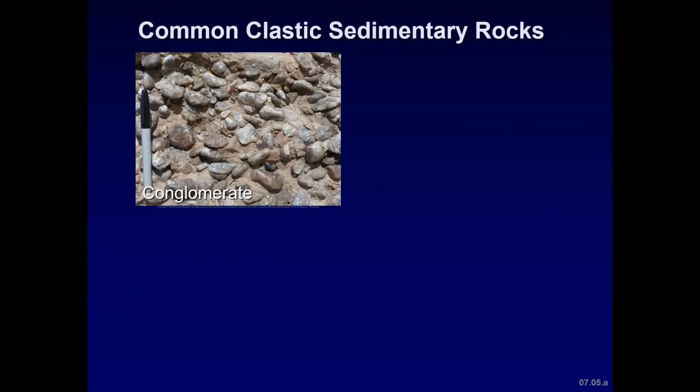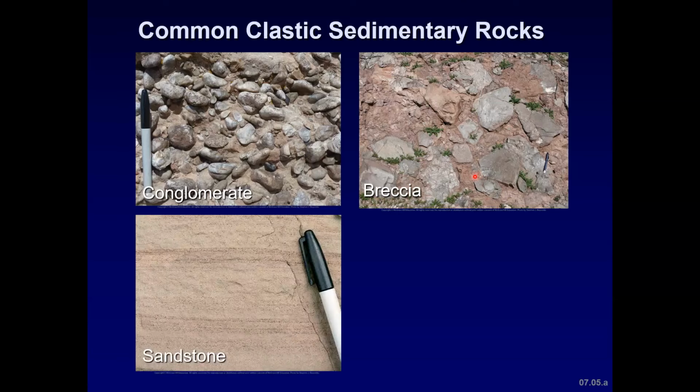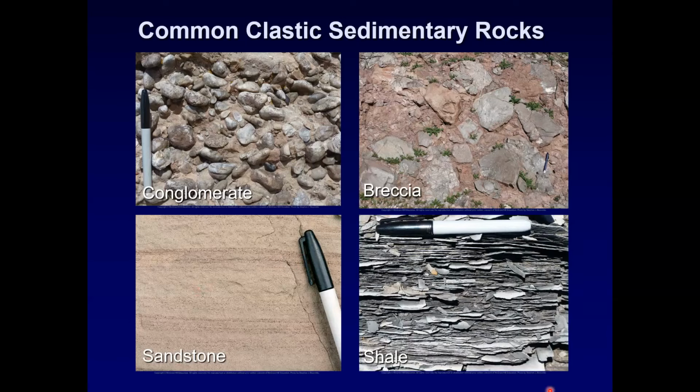So, common clastic sedimentary rocks. One would be conglomerate. That's rounded to partly rounded pebbles, cobbles, or boulders, usually with sand and other fine sediment between larger clasts. Breccia has angular pebbles, cobbles, or boulders with finer material in between, holding it together. And then sandstone, you have sand grains composed of quartz, feldspar, or other minerals. And then shale, that's compacted clay minerals. Those are all pretty commonly found.